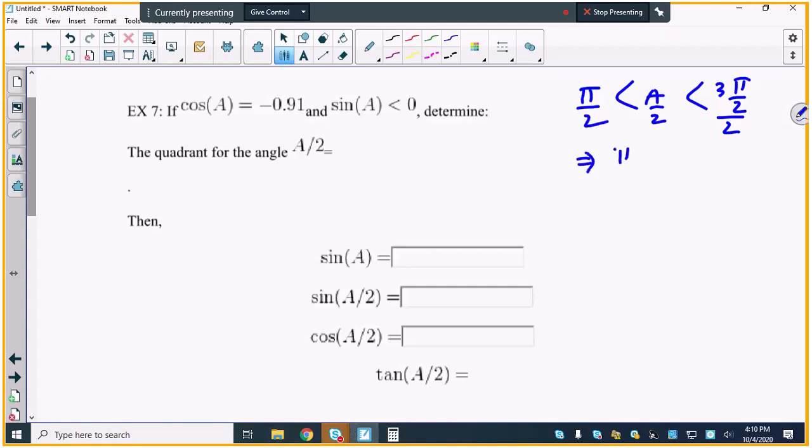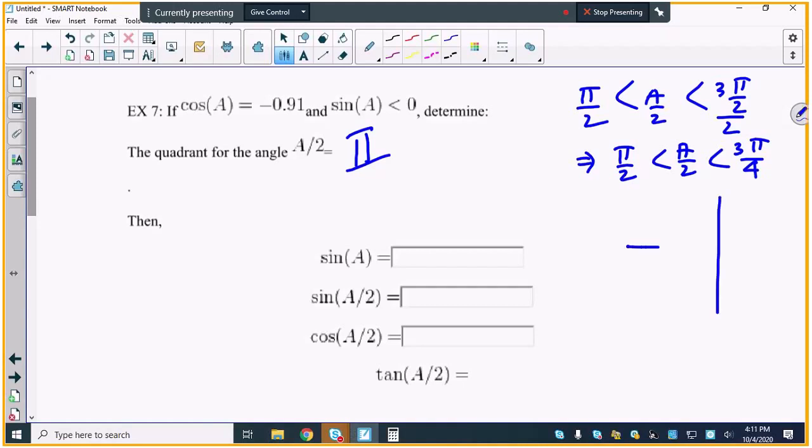So what you get is pi over 2 less than a over 2 less than 3 pi over 4. And remember, 3 pi over 4 is just 135 degrees. So a over 2 is in quadrant 2. Sine of a, that's the first thing I want to know. Well, sine of a is going to be in the third quadrant, and that is negative.